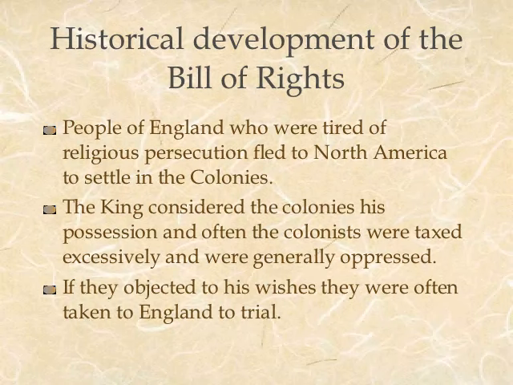The next area we're going to get into is the historical development of the Bill of Rights. It starts with the people of England who are tired of religious persecution, and they fled to North America to settle in the colonies. Now, the king considered the colonies his possession, and often the colonists were taxed excessively and were generally oppressed. If they objected to his wishes, he would stick them on a slow boat back to England and try them for sedition. Now, sedition was rebellion or treason.